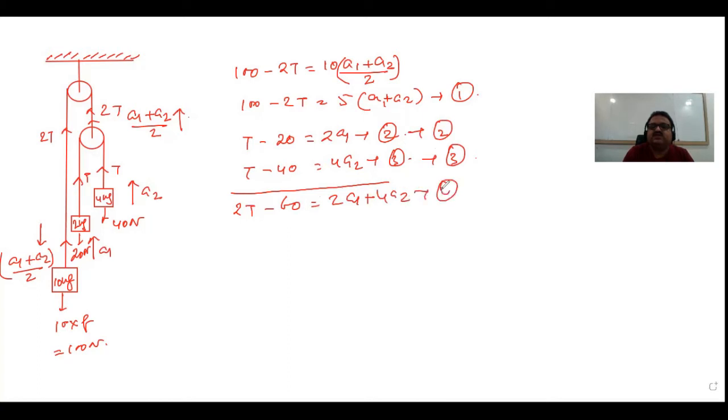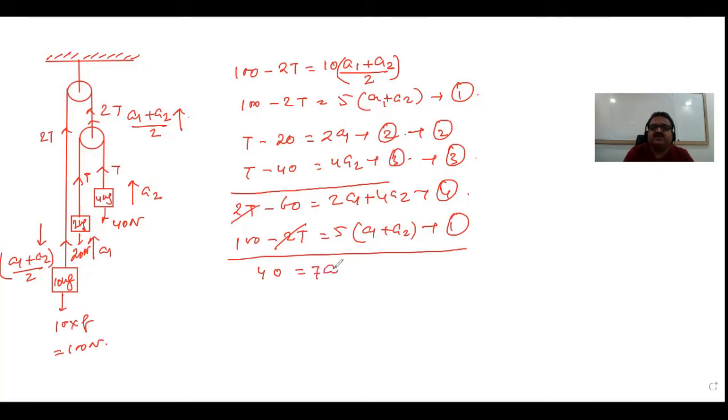Now this equation is 100 minus 2T is equal to 5 of A1 plus A2. This is equation number 1. If I subtract these two, 2T and 2T get cancelled, 100 minus 60 is 40. And this will be what? 2A1 plus 5A1, that is 7A1, 4A2 plus 5A2, that is 9A2. This is equation number 5.